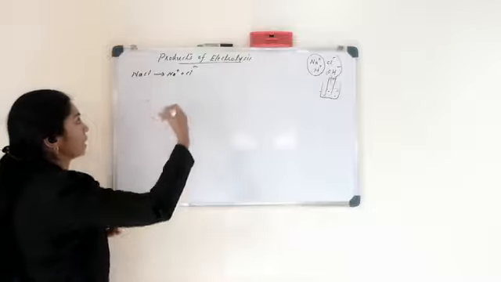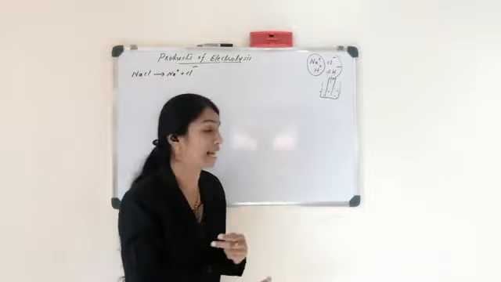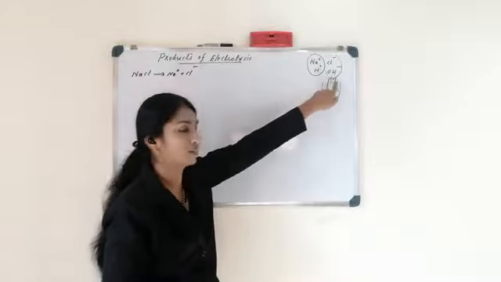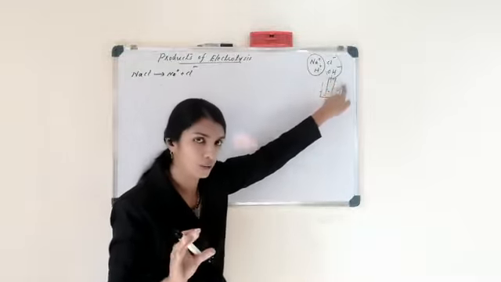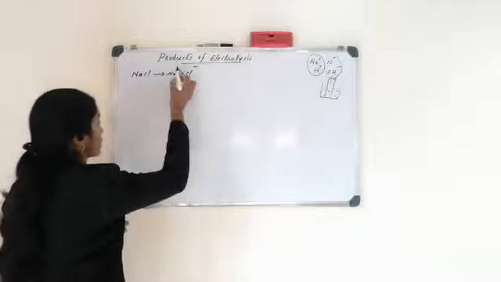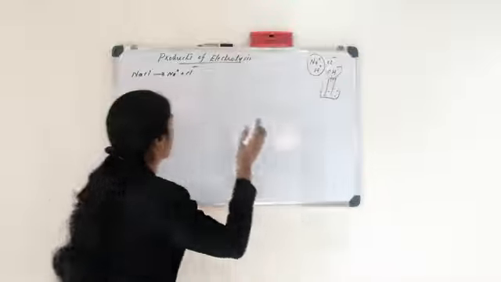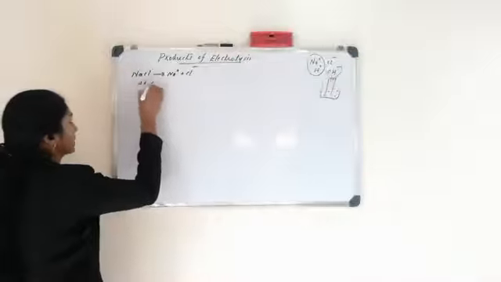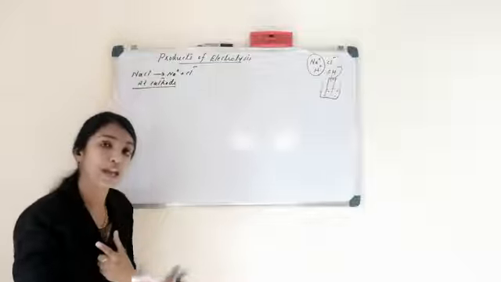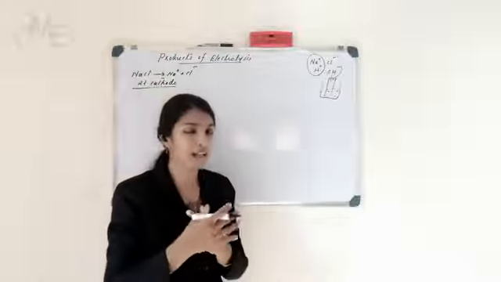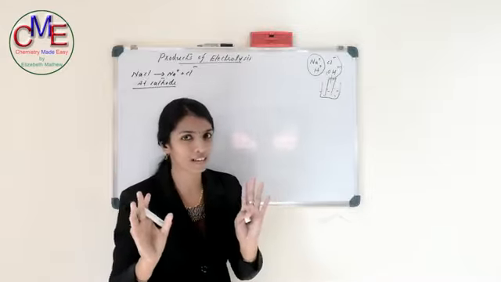Then this Na+ ion, since it is positively charged, is attracted by the negatively charged electrode, which is known as the cathode. So positively charged ions move towards the cathode. So what happens at the cathode? At the cathode, reduction always occurs. At the anode, oxidation always occurs. So don't forget it. Okay.